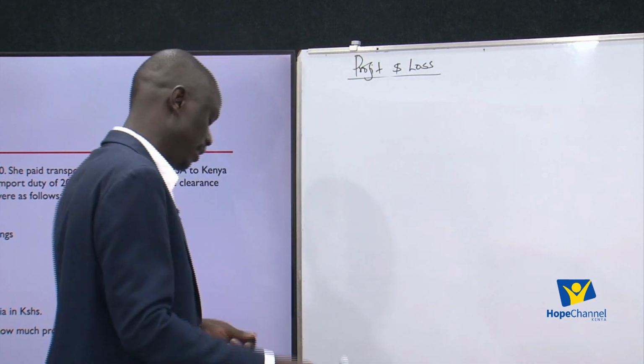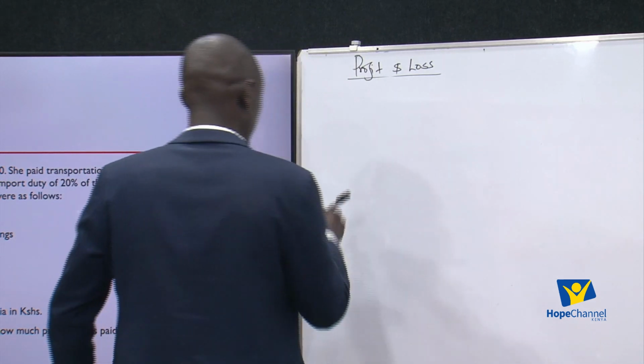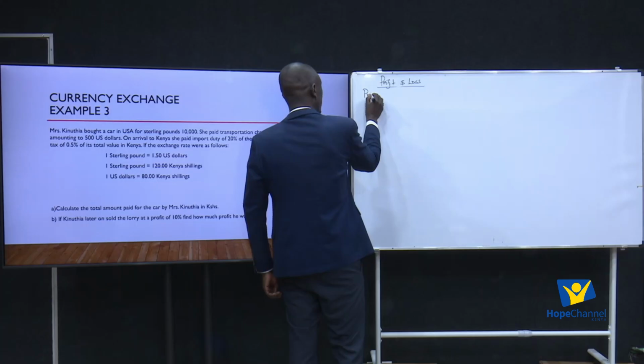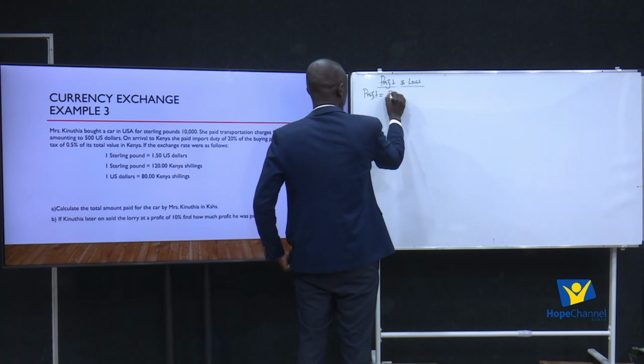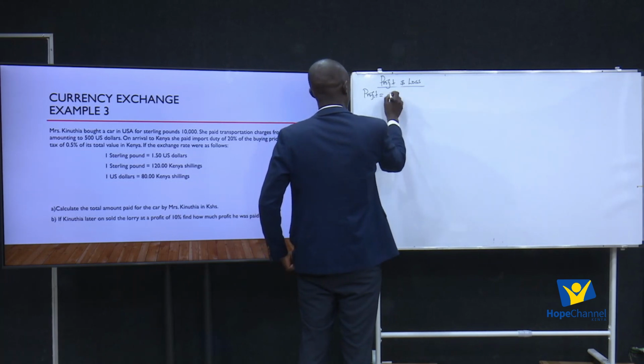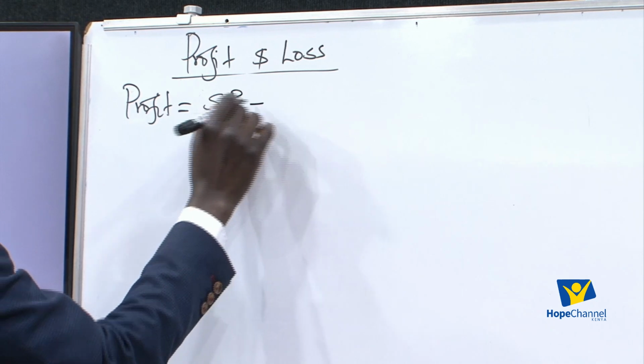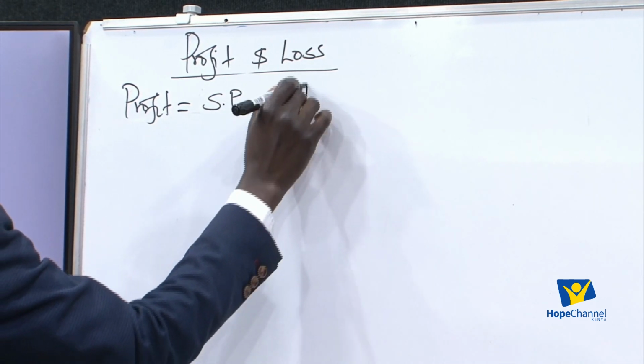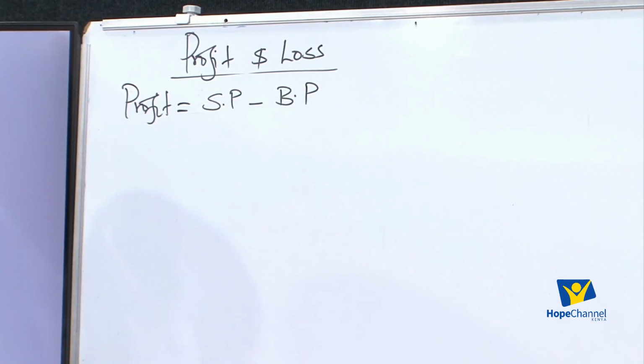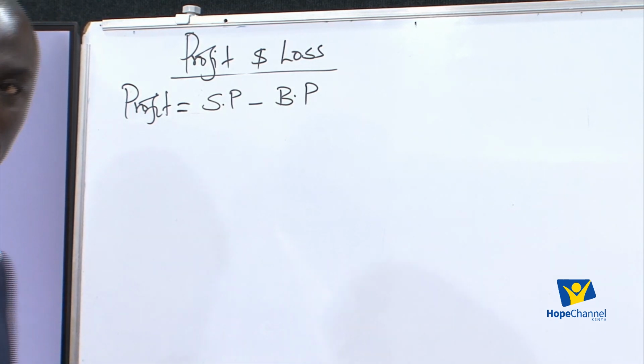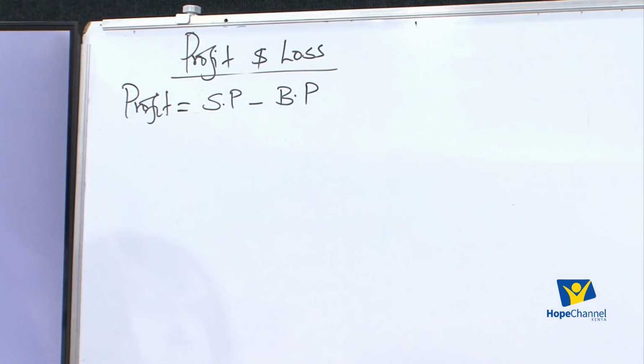So what are some of the key concepts in profit and loss? First of all, we need to get how to calculate the profit. The profit is equal to the selling price, that is SP, minus the buying price. An item always has the buying price, and it always has the selling what? The selling price. So when the selling price is above the buying price, we are making a profit.